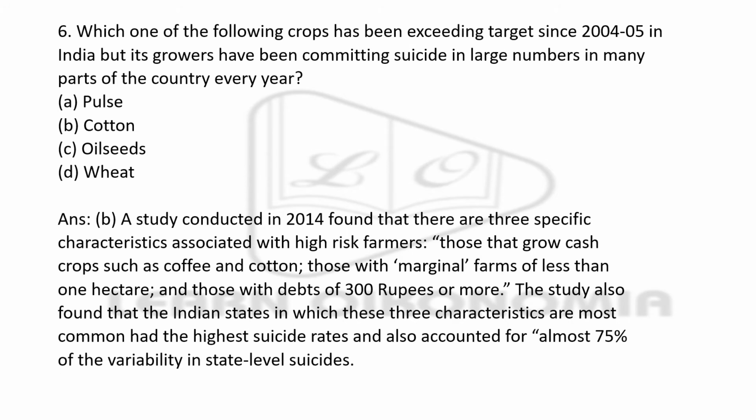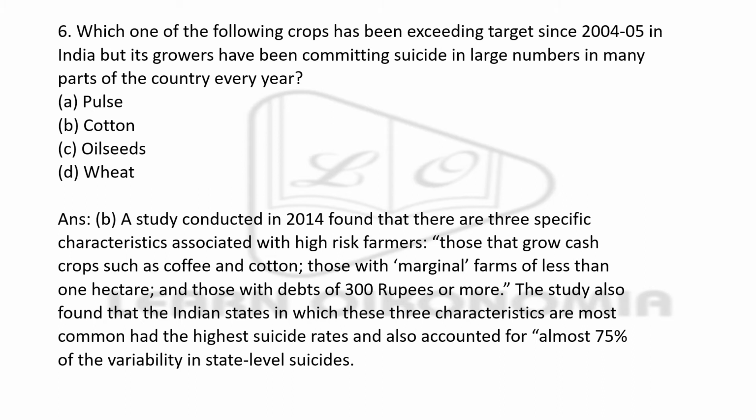Next, you have a question on suicide. Which of the following crops has been exceeding targets since 2004-5 in India, but its growers have been committing suicide in large numbers in many parts of the country every year? Here you have pulse, cotton, oilseeds and wheat in the options, and the right answer is cotton.